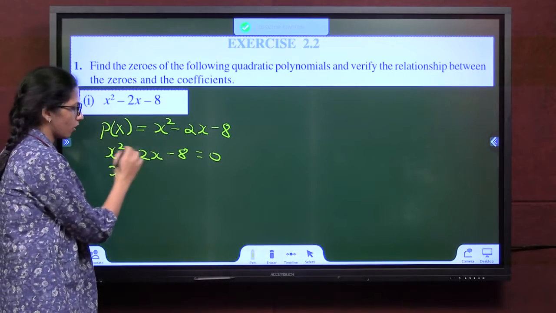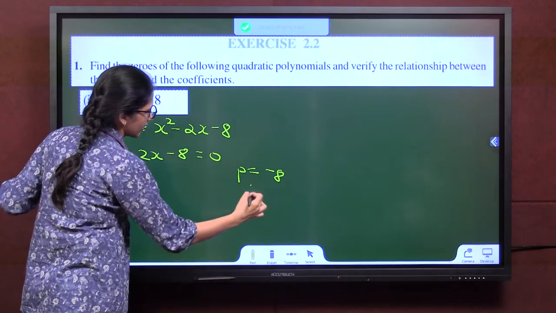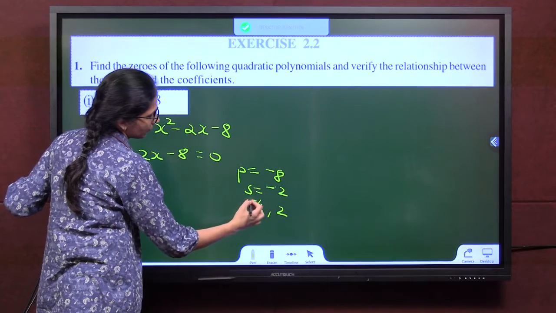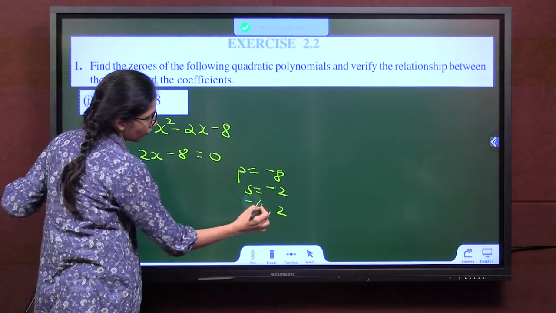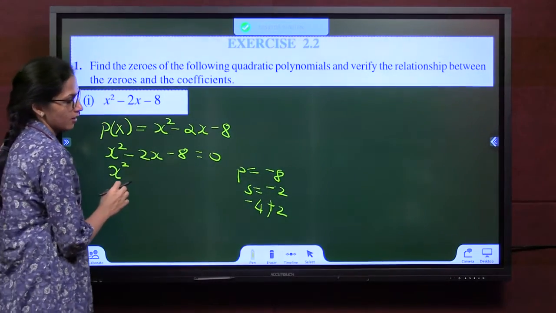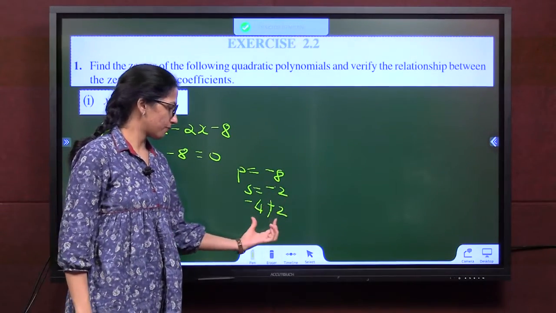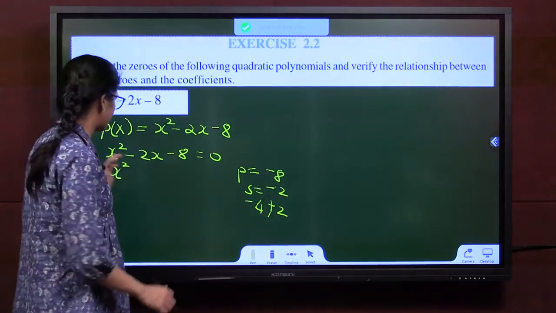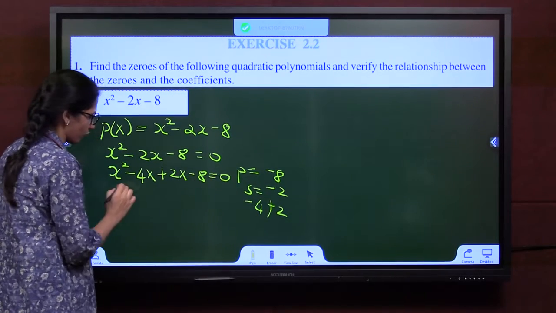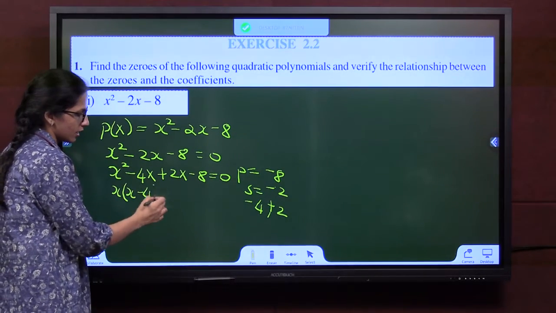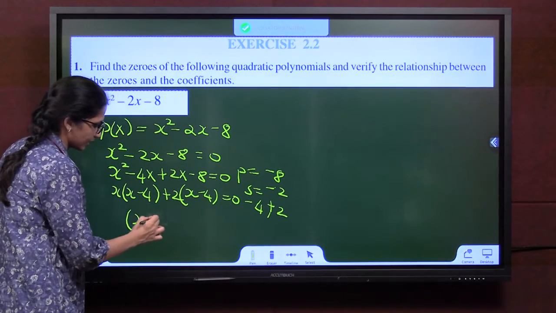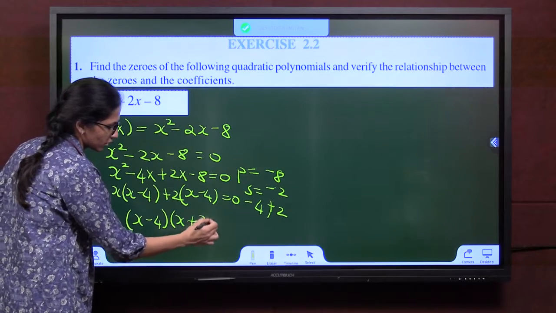Splitting that middle term, product is minus 8, sum is minus 2. So what is it? 4 2s are 8, you want minus 2. So minus 4 plus 2 is minus 2, minus 4 into plus 2 is minus 8. Hence verified. So you get x square minus 4x plus 2x minus 8 is 0. From the first two, take whatever you can common. You have to get the same x minus 4 here. So the filler term is plus 2. So you get x minus 4 into x plus 2 is 0.